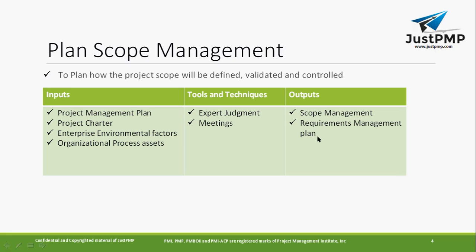And what is the output of Plan Scope Management? You will have a scope management plan and a requirements management plan. So you have these two outputs from Plan Scope Management. If you see this, what will be the input? You'll have two things, most important: the project management plan and the project charter. Because the project management plan is like an integration of all the subsidiary plans. Now, if you have a project management plan, you know what is expected, what the end date is, and what the expected deliverables are, so that you can plan your scope accordingly.